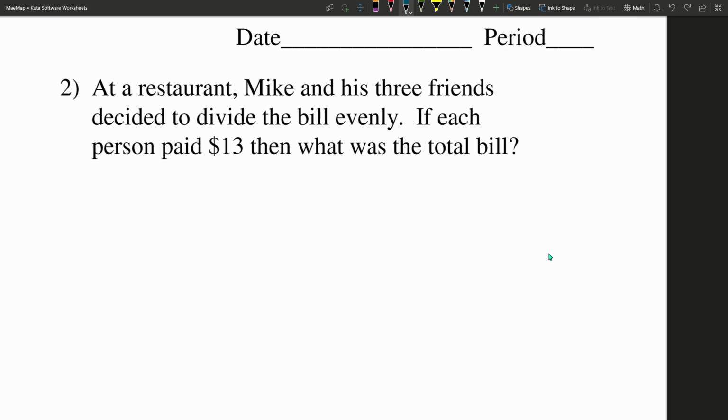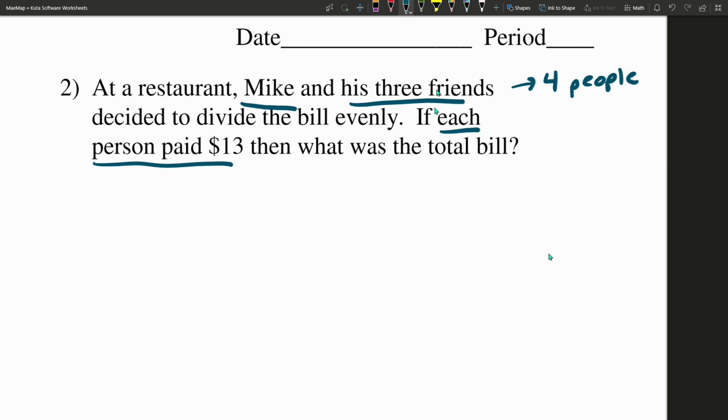It says, at a restaurant, Mike and his 3 friends decided to divide the bill evenly. So we have Mike and his 3 friends. How many people is that total? That's 4 people because we have Mike plus his 3 friends. They decided to divide the bill evenly. So if each person paid $13, what's the total of the bill?